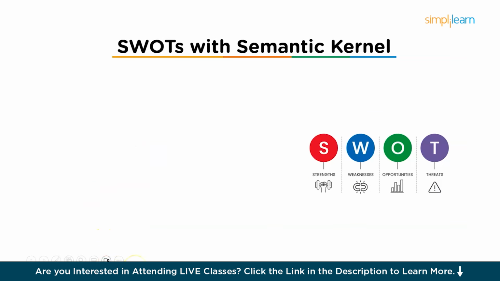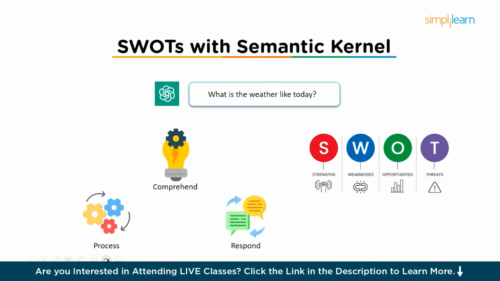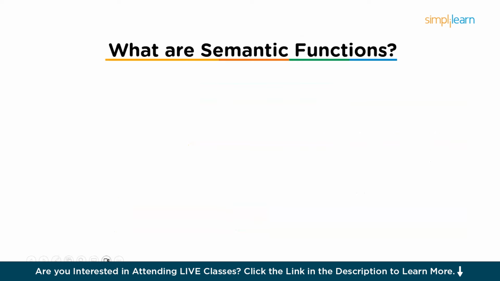Imagine you are having a conversation with a smart assistant like ChatGPT. You ask it, "What is the weather like today?" It understands your question, processes the meaning behind your words, and gives you a relevant answer. So this ability to comprehend, process, and respond to meaning is what semantic functions are all about. So now let's understand what semantic functions are.